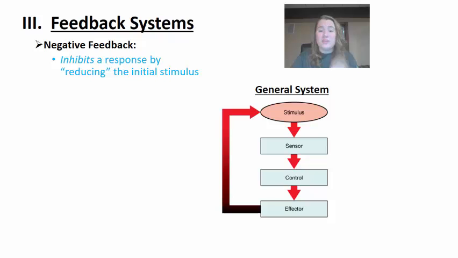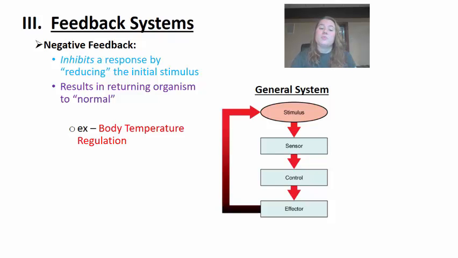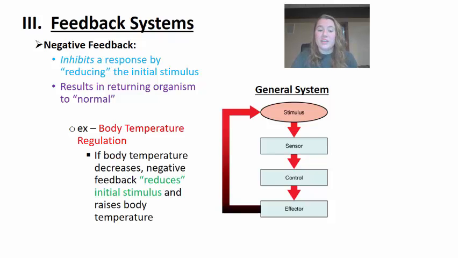Feedback systems follow this general system rule, and we'll get into this in just a moment. Within a negative feedback system, the initial response is reduced. So this inhibits or prevents that initial stimulus from making things go crazy. So it results in the organism returning back to normal. So an example of this would be body temperature regulation. So if the body temperature gets too far away from normal, a negative feedback loop will reduce that initial stimulus and return your body back to normal.